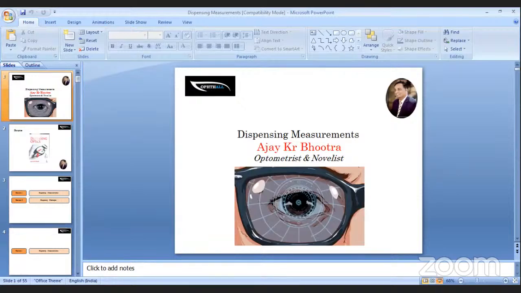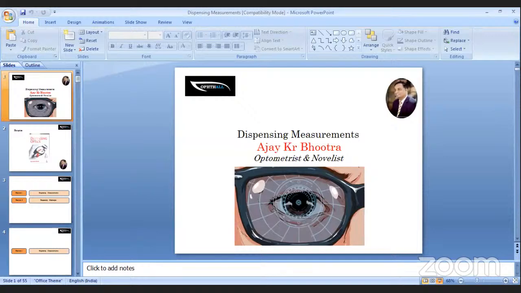Okay. Now, we talked about the spectacle lenses. We also talked about the spectacle frames. Now, we need to talk about the dispensing measurements so that we understand how to fit the spectacle lenses into the spectacle frame to achieve the objectives of the dispensing. For the sake of convenience, I have divided this section of lecture into two parts. Section 1 will be talking about the dispensing measurements, and section 2 will be talking about the dispensing challenges.